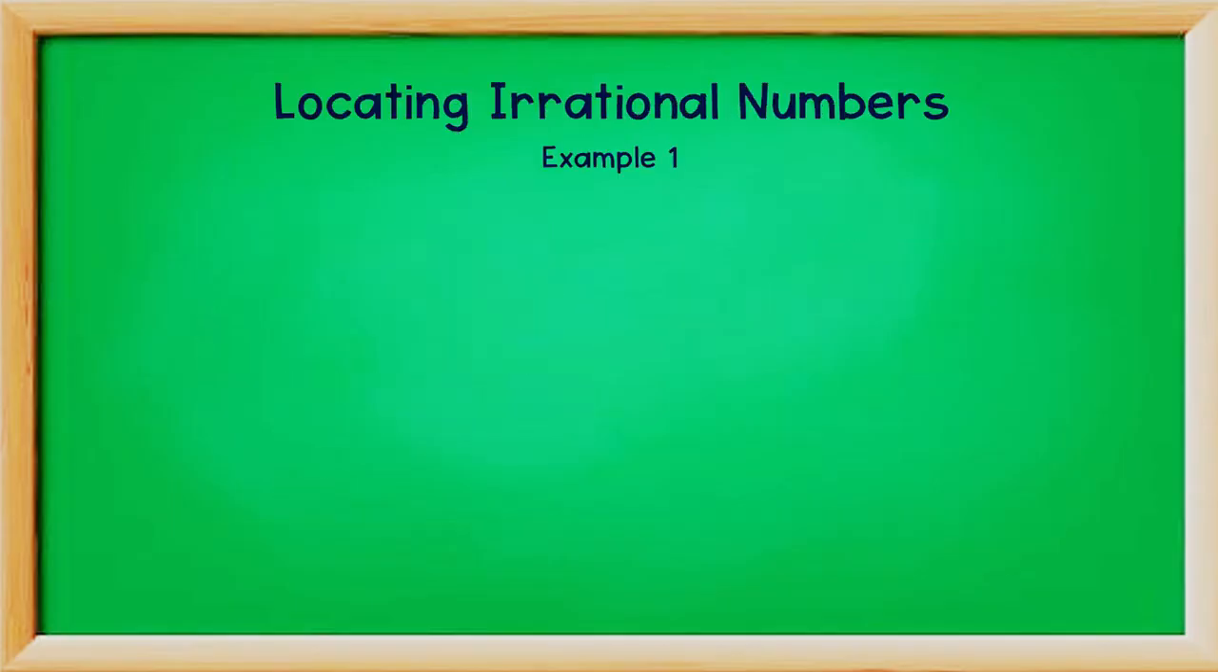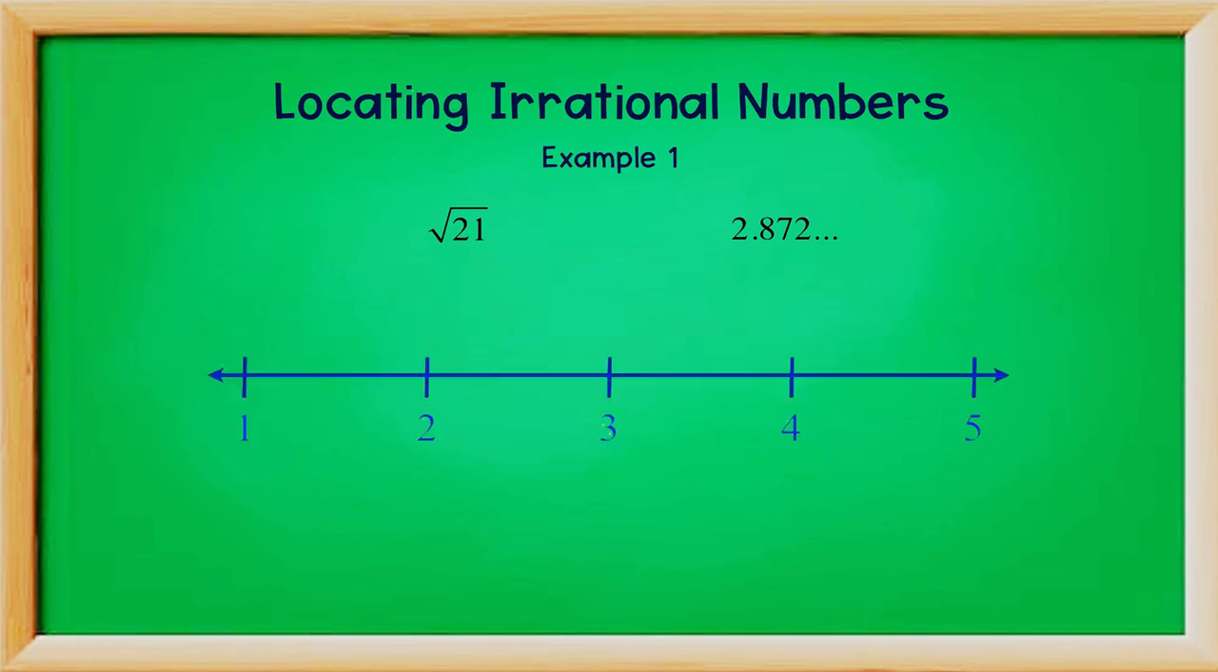To be able to order real numbers, we will first take a look at locating irrational numbers on the number line. If we can find a number on a number line, we can put them in order. Let's place the square root of 21 and 2.872 and so on the number line. In order to place the square root of 21 on the number line, we must approximate its value with a rational number, or numbers whose decimal terminates.